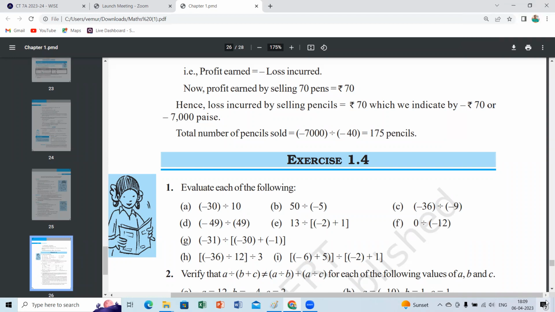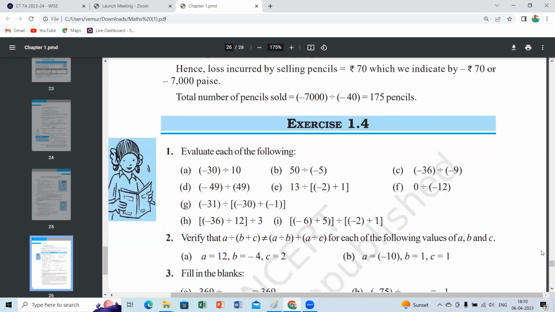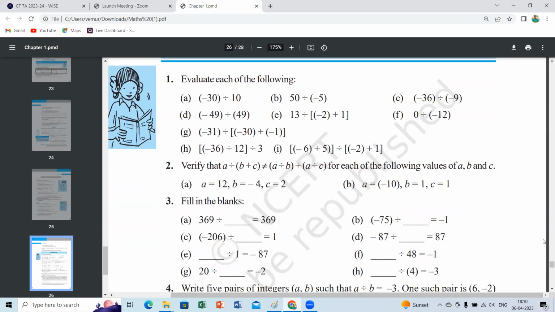Go with the I bit. Anubhav, please explain the I bit. Ma'am, minus 6 plus 5 will be minus 1. And then divided by minus 2 plus 1, which is also negative 1. So negative 1 divided by negative 1 will be positive 1. Very good, Nana. Is it correct, Anubhav? Yes, ma'am. Good.